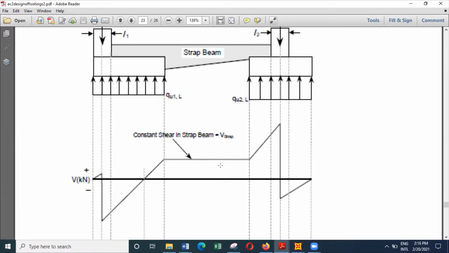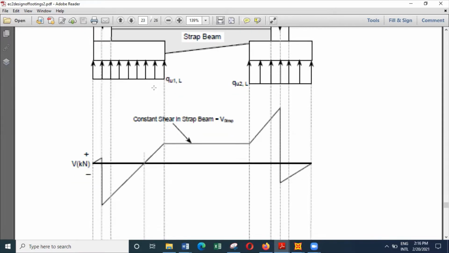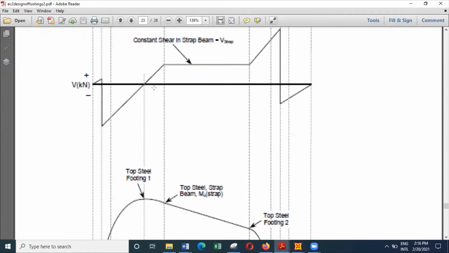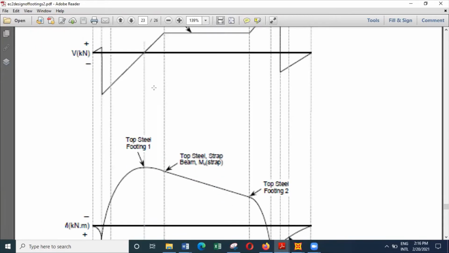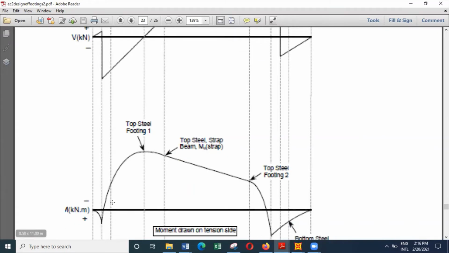The reason is, the shear force peak values are here and here, which are actually occurring in the areas where the footings are available. So if you look at this beam, it may not be subjected to very high shear, but the bending moment can be substantial. So then you can draw the bending moment diagram, and the bending moment diagram is drawn on the tension side.